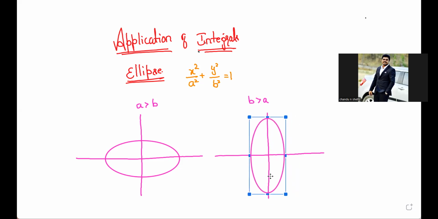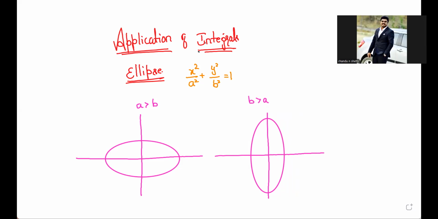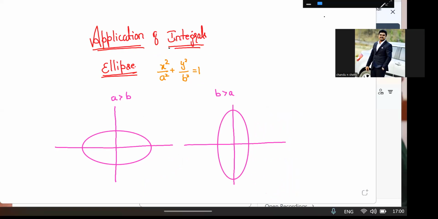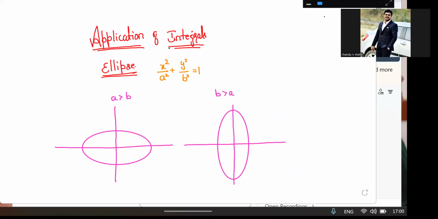So my dear students, all of you should observe, if A is greater than B, that is the sleeping position of the ellipse, and if B is greater than A, it is in the standing position. So my dear students, ellipse we can do with respect to dx or with respect to dy, whatever we can take it here. We can solve it both.